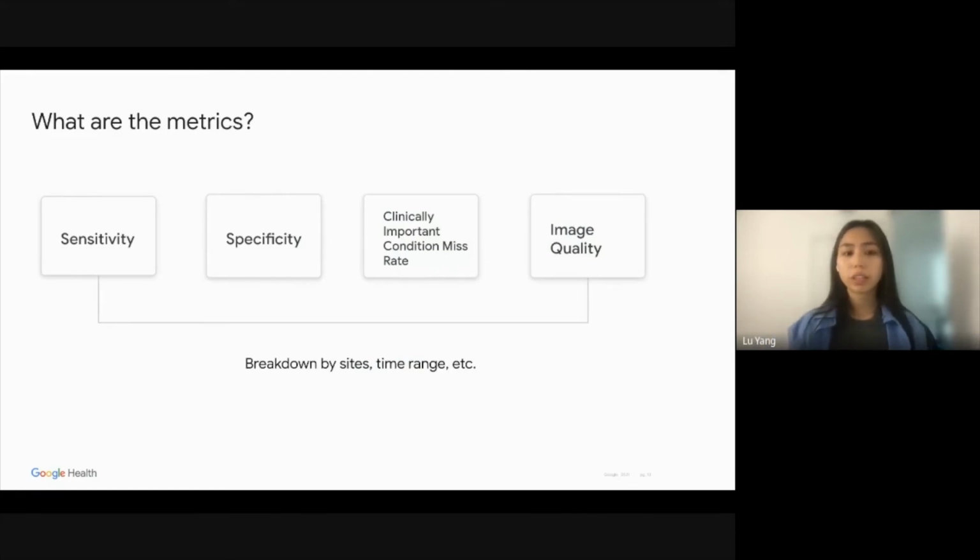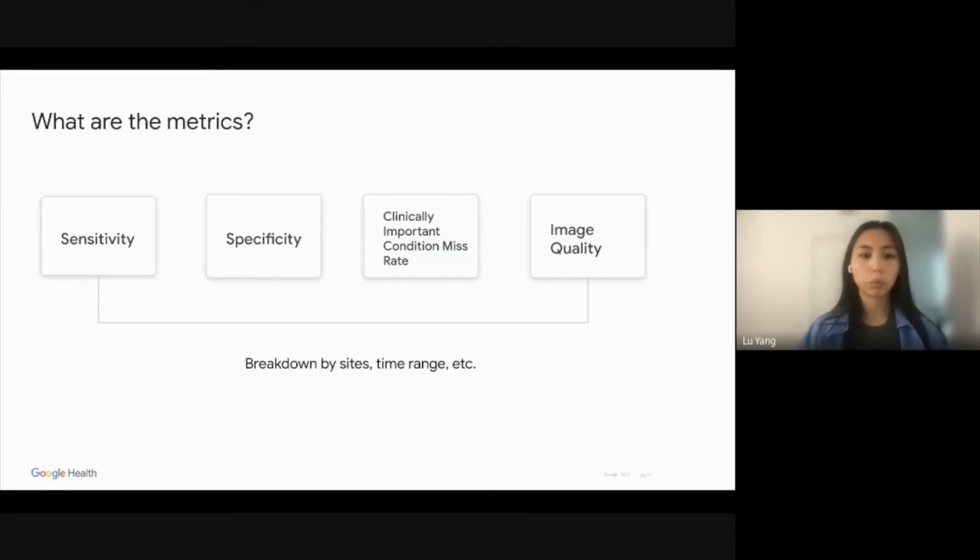So as a modeling engineer, what are the metrics that we want to continuously monitor for ARDA? In the case of ARDA, the real world data we use here are primarily the fundus camera images. There are 4 metrics that we want to track: sensitivity, specificity, clinically important condition miss rate, and image quality. And I'm going to go through each of them.